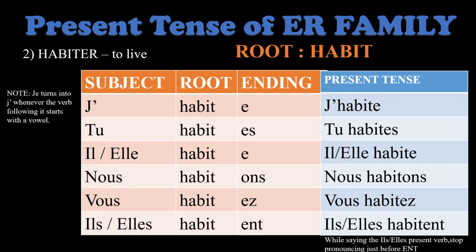Again, for the last person, ils and elles, you have to stop pronouncing before ENT. Ils habitent, elles habitent. Let me say it once again. J'habite, tu habites, il habite, elle habite, nous habitons, vous habitez, ils habitent, elles habitent. Again, this would be I stay, I am staying, you stay, you are staying, and so on.